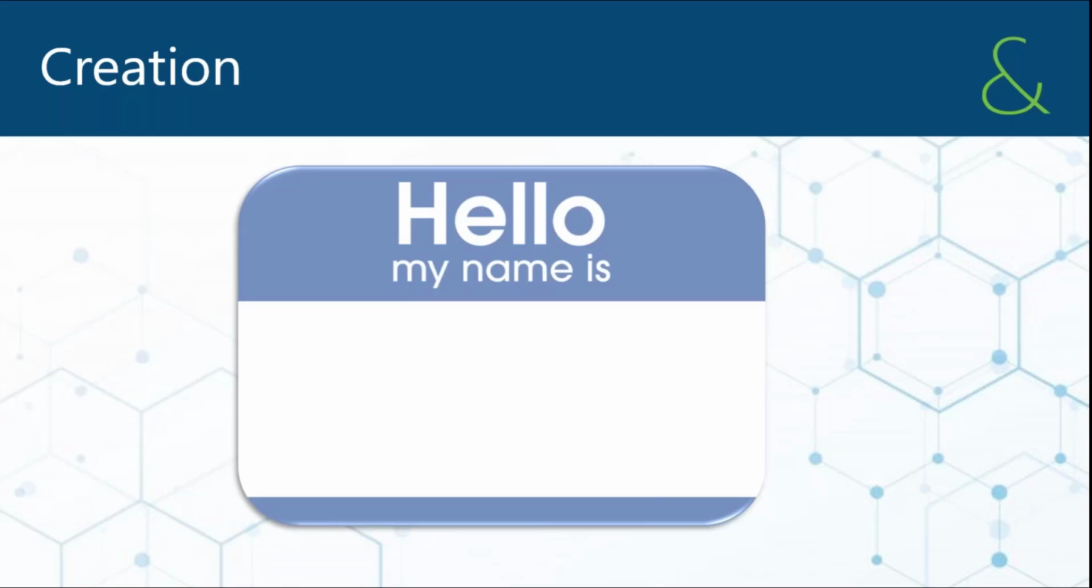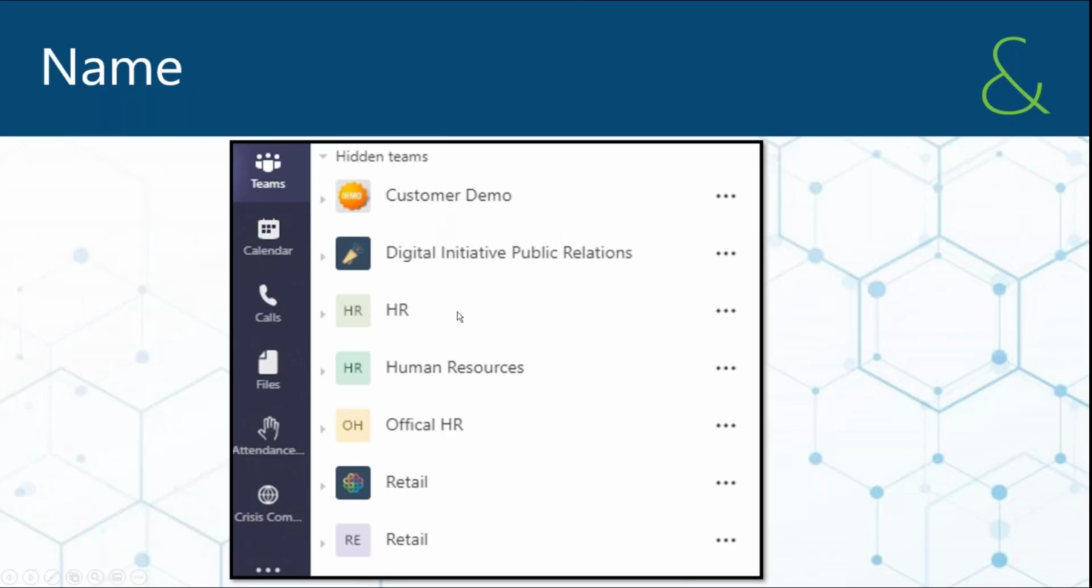So first area is creation. And here we're talking just simply creating a team site. Who can do that? And what kind of rules are in place to control what that site is named? So here's just a picture from my demo site where I have the HR site, I have the human resources site, and the official HR site. Which one is HR? I have no idea.